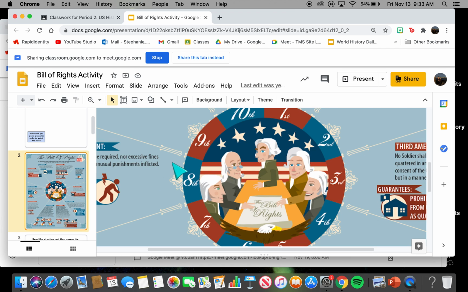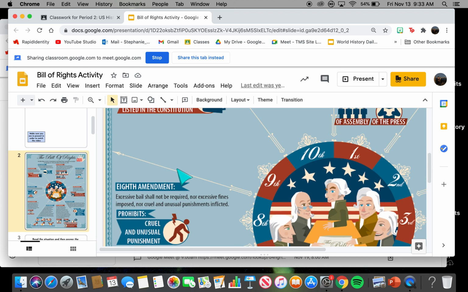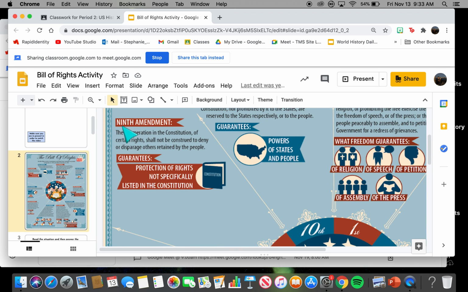It has all of the Bill of Rights, the first 10 amendments, on it. It will give you the name of the amendment, which is just the number. It'll tell you what it actually says, and then what it guarantees or what it protects you from. So for instance, with the Ninth Amendment: the enumeration in the Constitution of certain rights shall not be construed to deny or disparage others retained by the people.